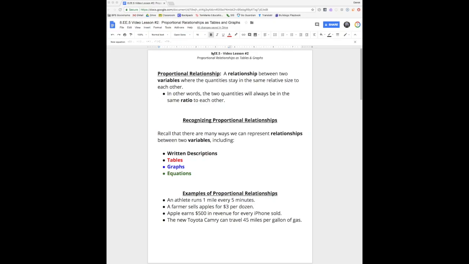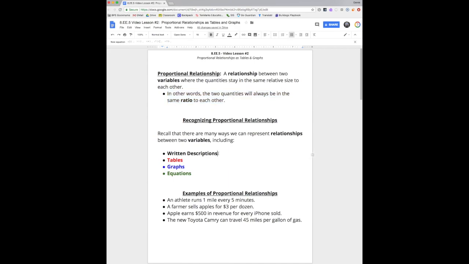In video lesson number 2, we will continue to talk about proportional relationships. Specifically, we're going to look at when proportional relationships are represented as tables and graphs. You'll recall from the first video that a proportional relationship is a relationship between two variables where the quantities stay in the same relative size to each other. Or in other words, the two quantities will always be in the same ratio to each other.